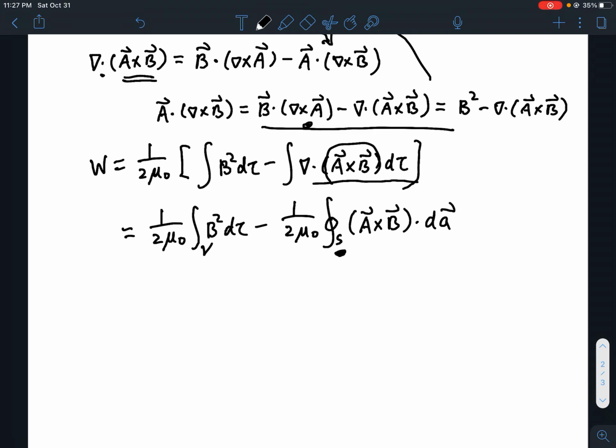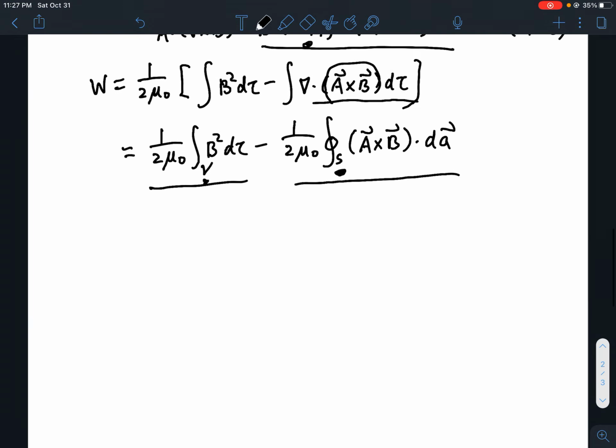Of course, we can integrate over this entire volume that is occupied by the current. No problem. We can do this volume integral and this surface integral. But we can also extend the region and let it be larger than just the volume occupied by the current.